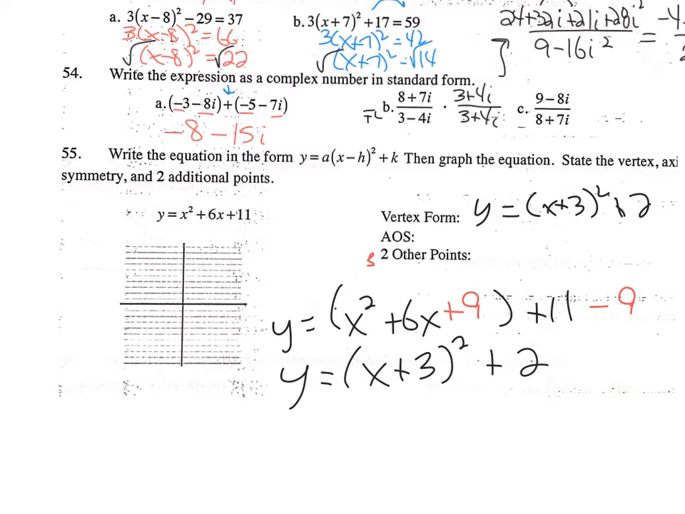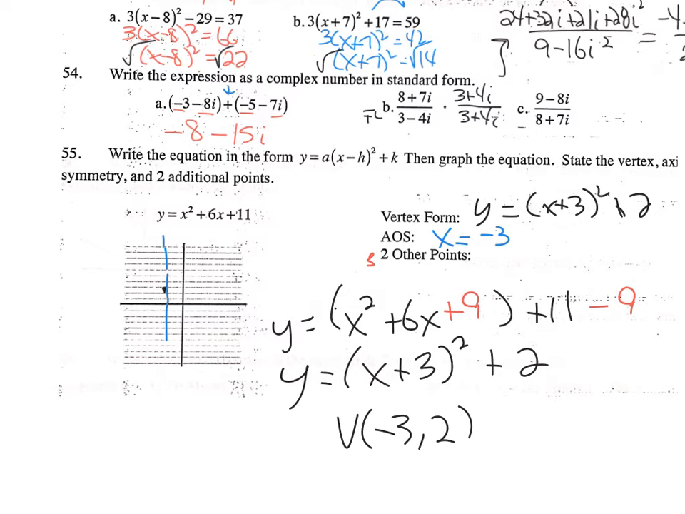Graph it over here. My vertex is negative 3, 2. So I'm going to go to negative 3, 2. The graph is tiny. About right there. The axis of symmetry always goes right through the vertex. That is the line x equals negative 3. It's always the same thing as your parentheses, always the same thing as your x coordinate.